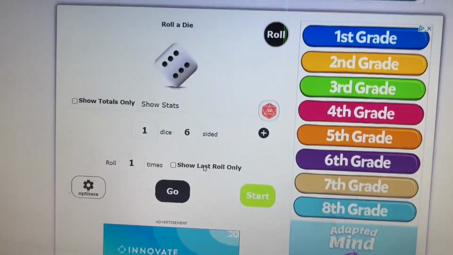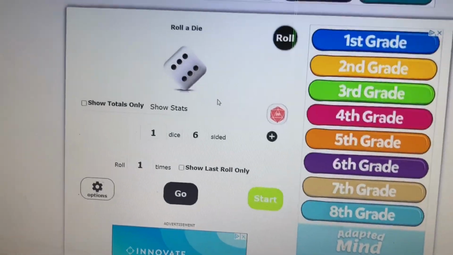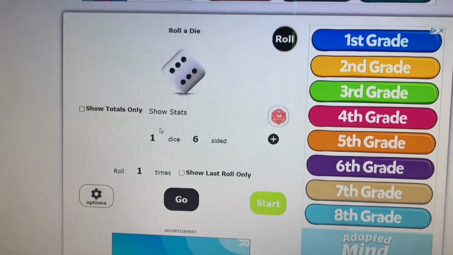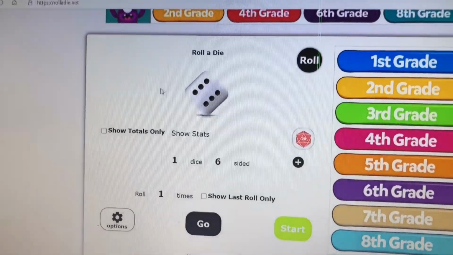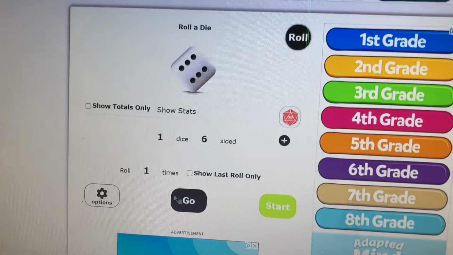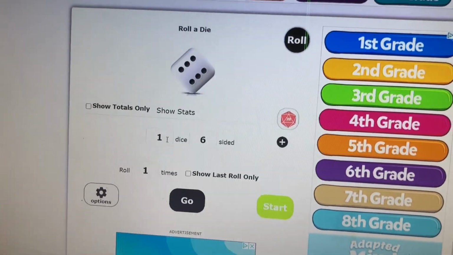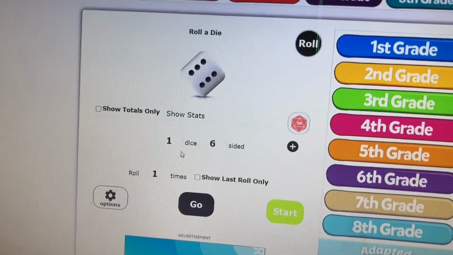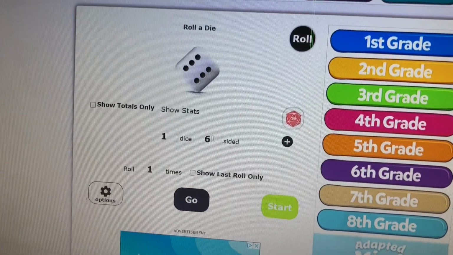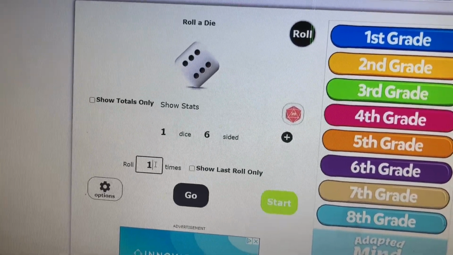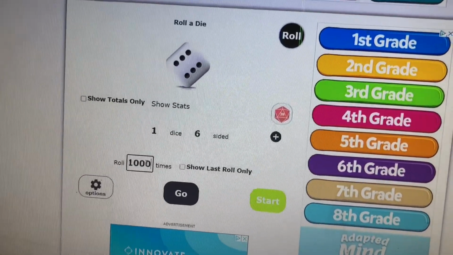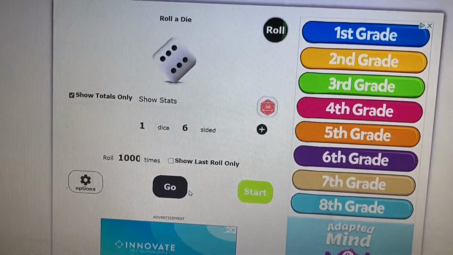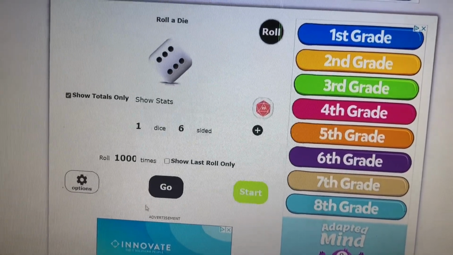Now, in reality, if you would like to have a go at doing some of these experiments yourself, you do not need to roll a die 1,000 times. If you go to rolladie.net, which is this website here, you can actually pick, first of all, how many sides you would like your die to have. So this is one die with 6 sides, and I would like to roll it not once, but 1,000 times. I want to see my totals and press go.